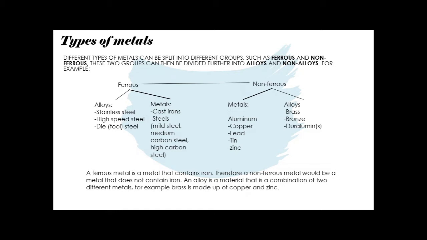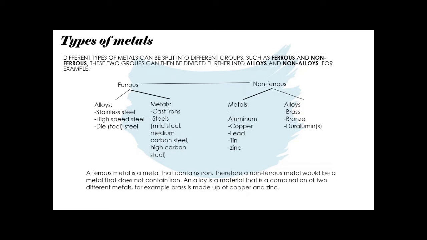So there are the three categories of metals: your ferrous, your non-ferrous, and your alloys. So we'll do ferrous and non-ferrous first. Ferrous metals contain iron, so they are Fe in the periodic table. Typically those are your cast irons, your steels, things like mild steel, medium steel, carbon steel. And then your non-ferrous metals do not contain iron, so they're Nfe on the periodic table. So that is aluminium, copper, lead, tin and zinc.